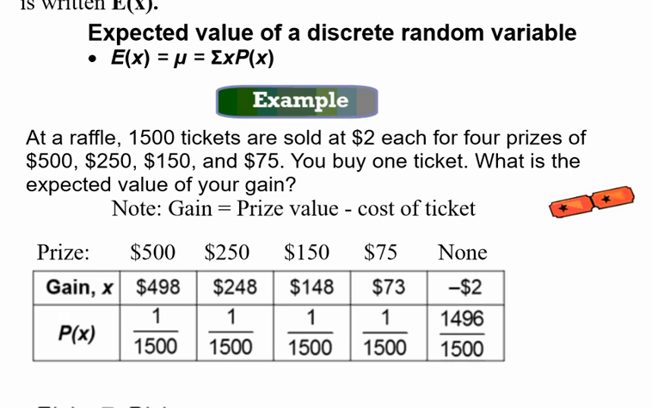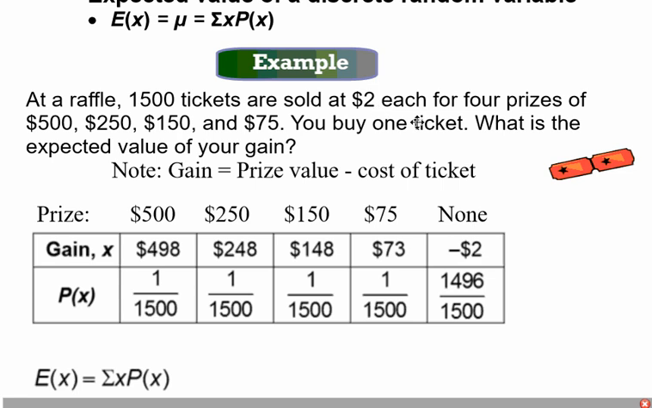So at a raffle, 1,500 tickets are sold at $2 each for 4 prizes of $500, $250, $150, and $75. You buy 1 ticket. What is the expected value of your gain? Note, gain is equal to prize value minus the cost of the ticket. So each ticket we said costs $2. There is 1 ticket that's going to get a $500 prize, which means its gain is $498. There is 1 ticket with a gain of $248, 1 with a gain of $148, and 1 with a gain of $73. And there's 1,496 tickets that are going to lose their $2 because they didn't win.